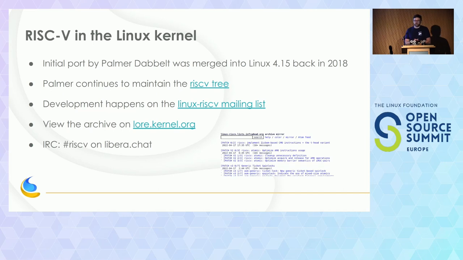So support in the Linux kernel for the RISC-V architecture has been there since back in 2018 with Linux 4.15. Palmer did the initial port, and he was part of the original team at Berkeley, and he's still the maintainer for the RISC-V architecture in Linux. The development is done on the Linux RISC-V mailing list. You can view the archives on lore. And there is actually a fair amount of discussion now on the RISC-V channel on LiberaChat. So Palmer and some of the other active Linux RISC-V developers are on there pretty regularly.